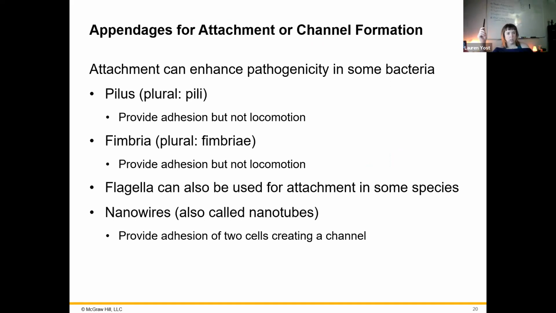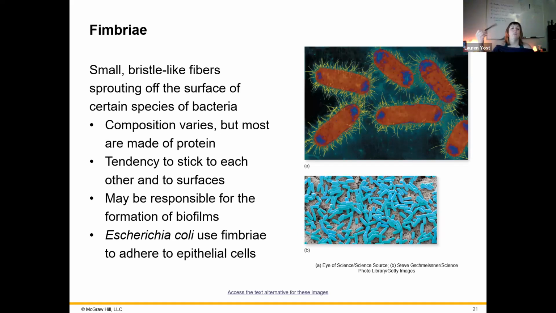The pilus provides adhesion, not locomotion. The fimbriae, adhesion, but not locomotion. The flagella can be used for attachment, but it is mostly used for locomotion. And then we have nanowires. These are going to create a channel. So we would adhere to cells, but we do not adhere to surfaces with these nanowires or nanotubes.